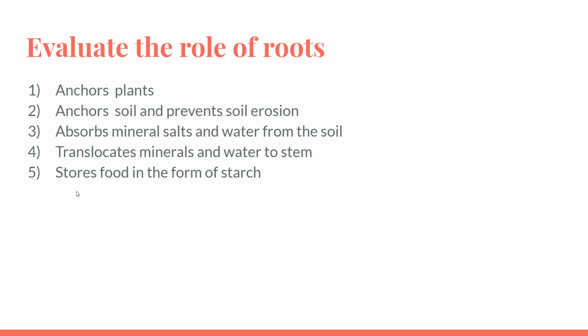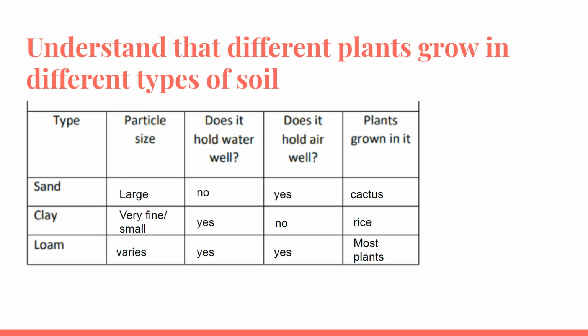Number 5, that it can store the food in the form of starch. Remember that the sugar that is made in photosynthesis is basically glucose. So when the plant does not need more glucose, then it stores that glucose in the form of starch.